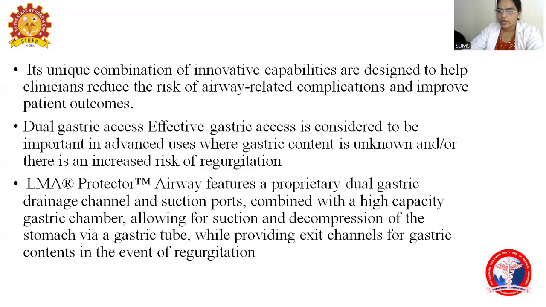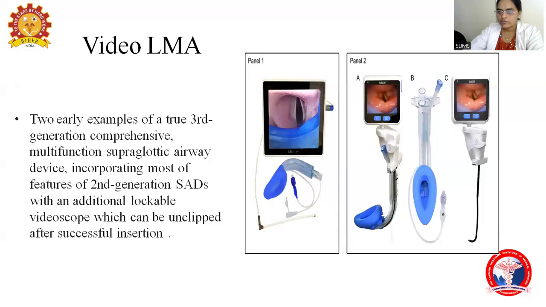patient outcomes. Dual gastric access: effective gastric access is considered important in advanced uses where gastric content is unknown and there is an increased risk of regurgitation. LMA Protector airway features a proprietary dual gastric drainage channel and suction ports combined with a high capacity gastric chamber, allowing for suction and decompression of the stomach via gastric tube while providing exit channels for gastric contents in the event of regurgitation.